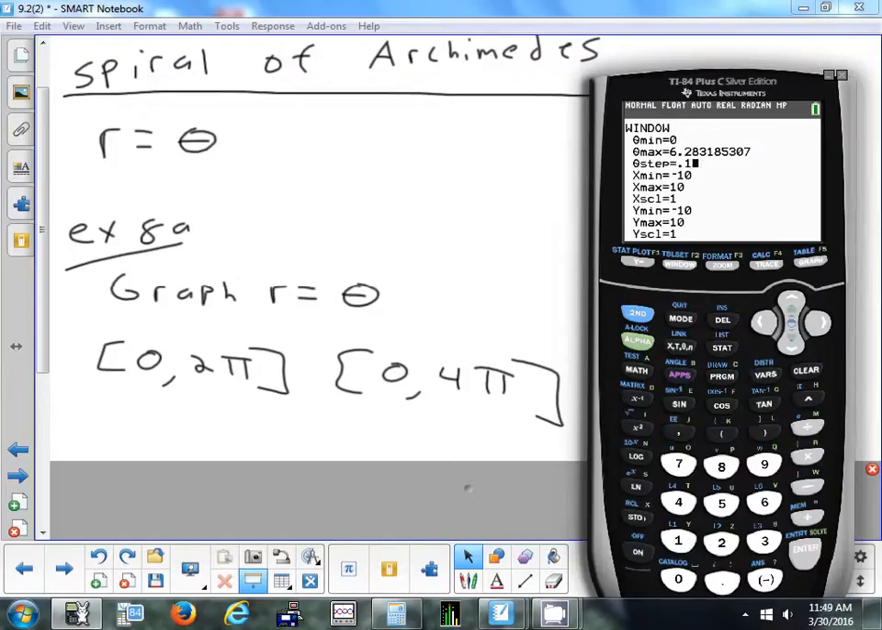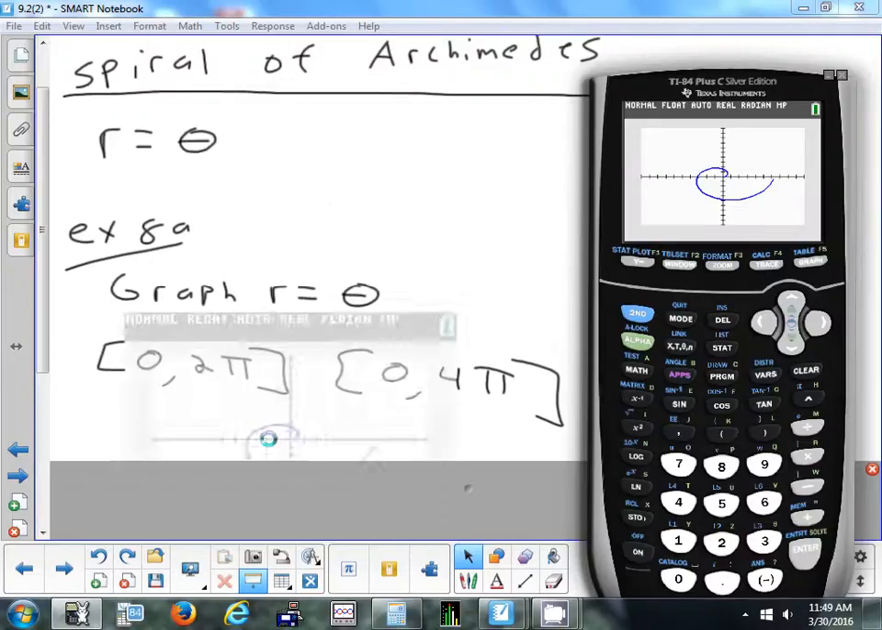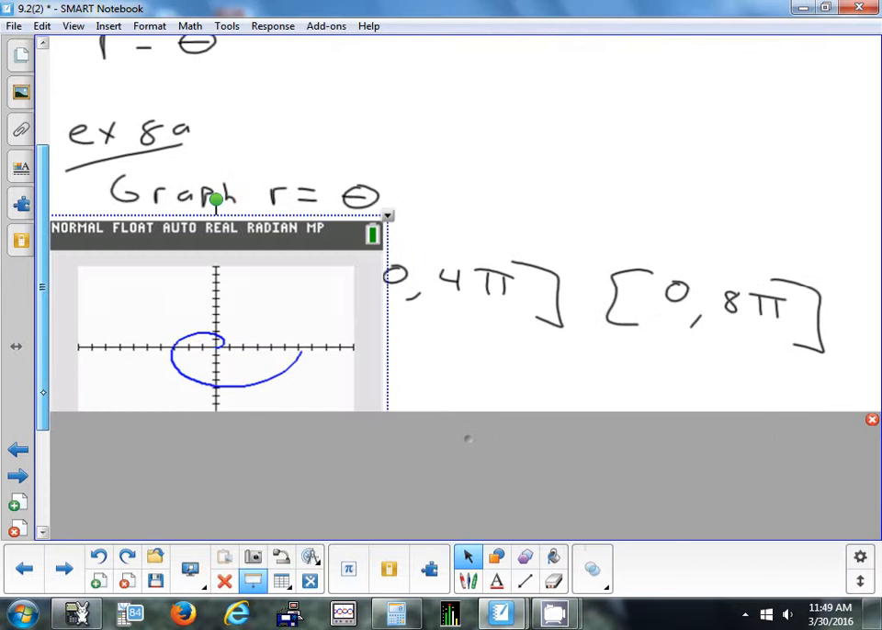Now, what's the biggest that my radius is going to spiral out to? Over this first interval, what's the longest my radius could ever be? 2 pi, or 6.28. So I think negative 10 to 10, negative 10 to 10 should be perfect. And it drew the spiral pretty quickly. Okay, so that's your picture from 0 to 2 pi.